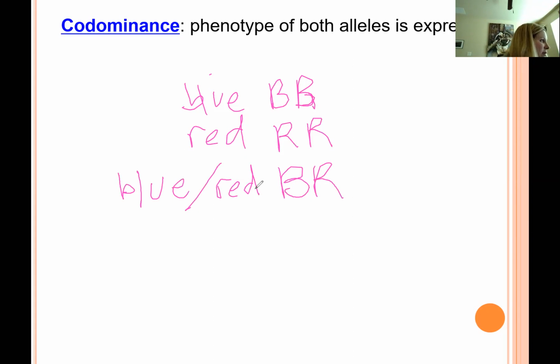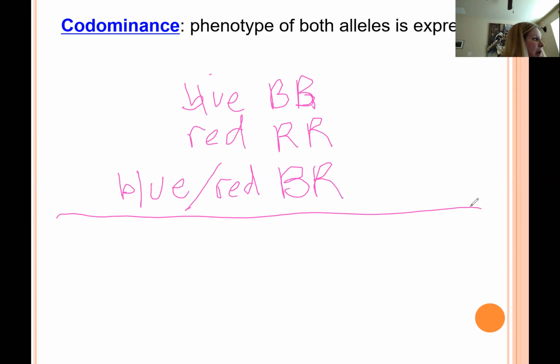What's the genotype for red? What is the genotype for patchwork? And if you want to use the letters they're using, the big B's and little b's, you can. I definitely don't agree with doing that with co-dominance. I agree with doing that with incomplete, but not with co-dominance, because with blood typing problems, you'll get totally messed up.